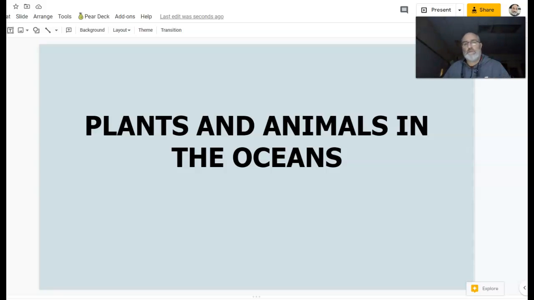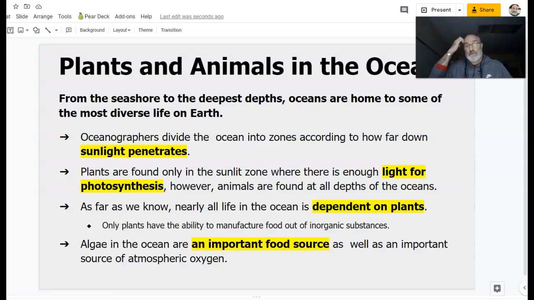Let's talk for a second or two about the plants and animals that you'll find in the ocean. I'm sure it doesn't surprise you to find out that there's lots of plants and animals in the ocean, right? That shouldn't be surprising given the size of the ocean as an ecosystem. So one of the things that oceanographers do while they study the oceans is they divide the oceans into zones that are based on how deep sunlight actually penetrates.